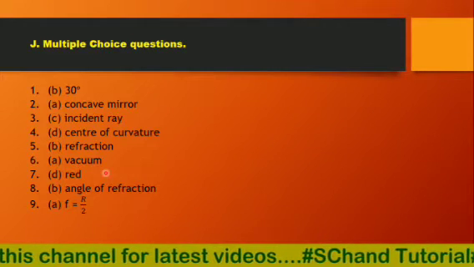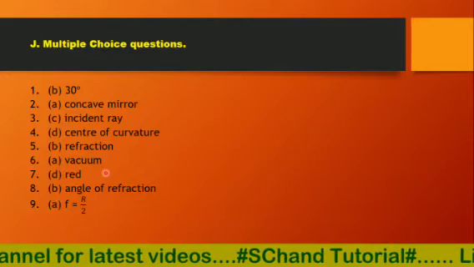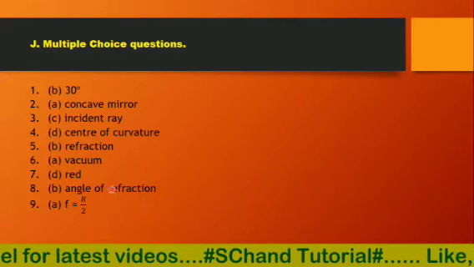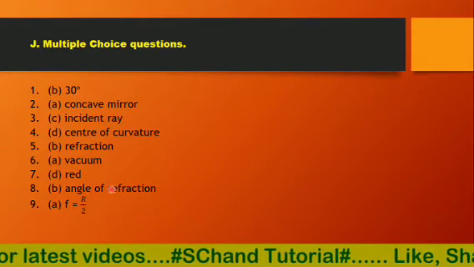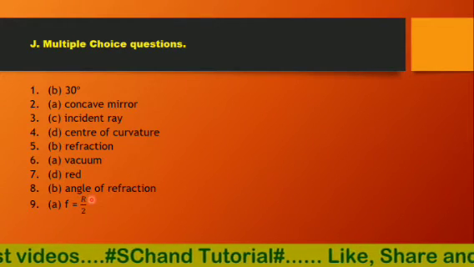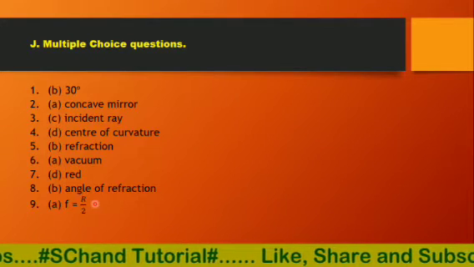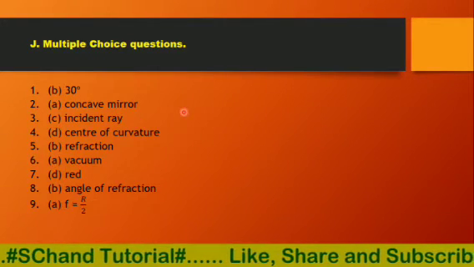The angle between the normal and the refracted ray is called the angle of refraction. The focal length f for a spherical mirror is related to the radius of curvature r as per the relation f is equal to r by 2. Focal length is equal to half of the radius of curvature. So these are the multiple choice questions.